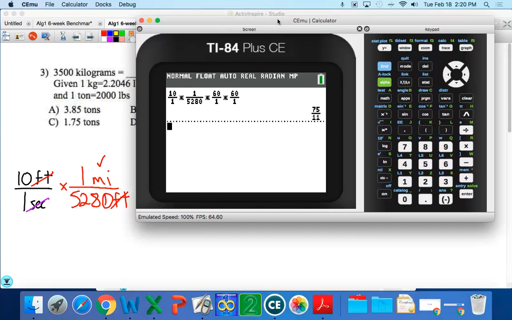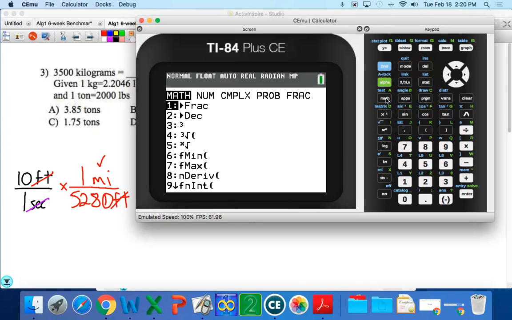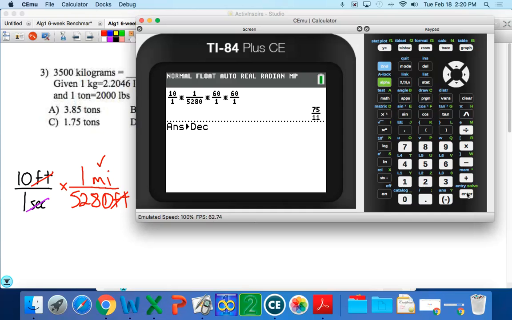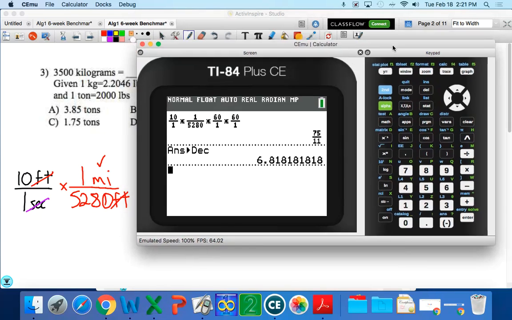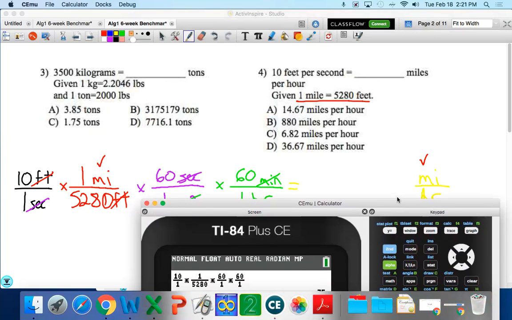This means you have to reevaluate this fraction as a decimal. There's a couple ways to do that. One, you can just do 75 divided by 11, or two, we've seen this math button. So we go math down to arrow decimal. And what it's going to do is take my last answer here, which happens to be a fraction, and turn it into a decimal. And I get 6.81 repeating, which would be 6.82.